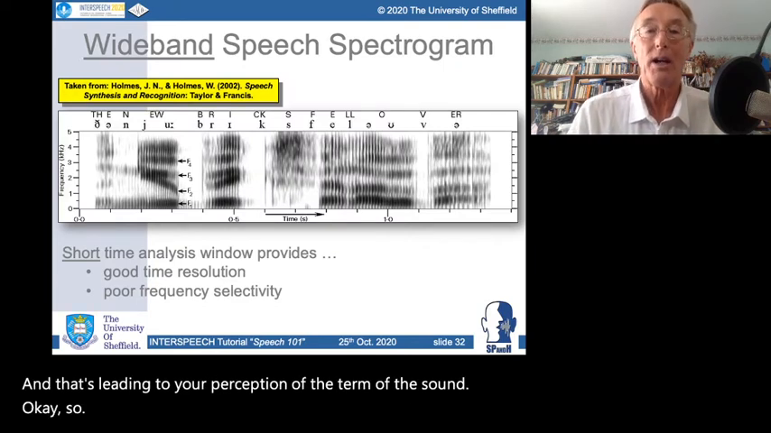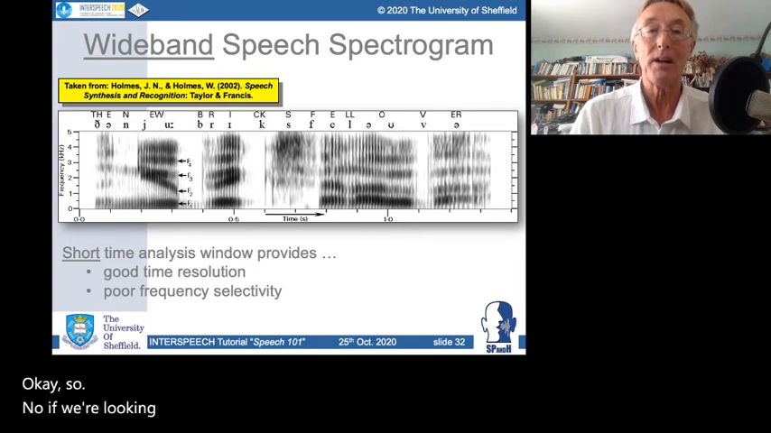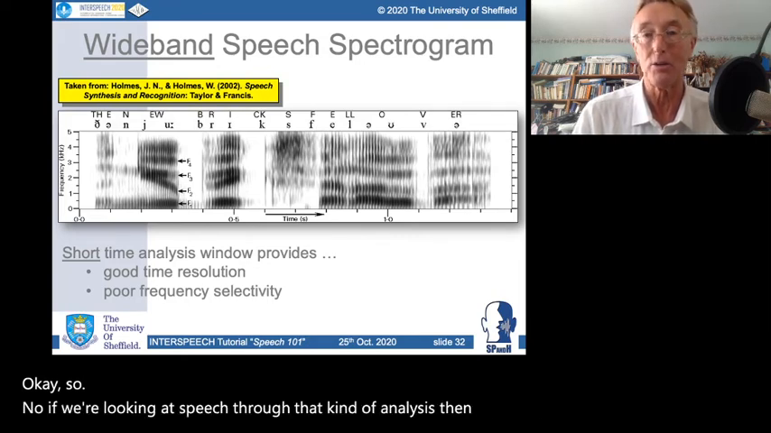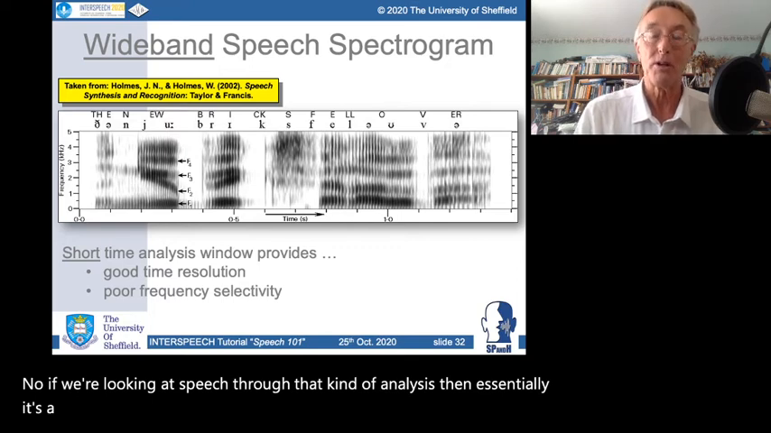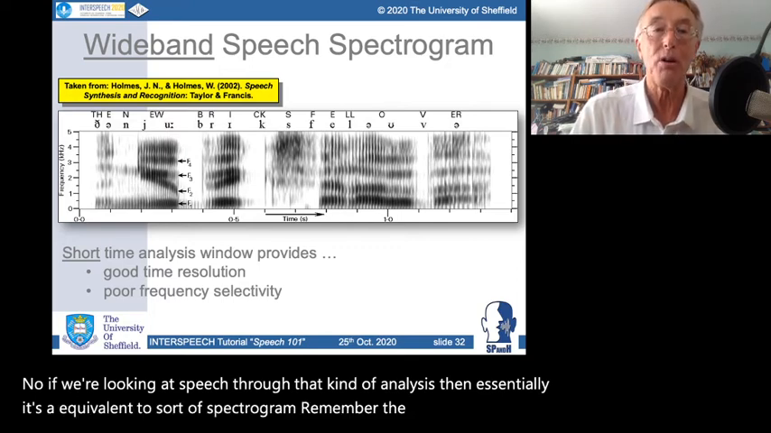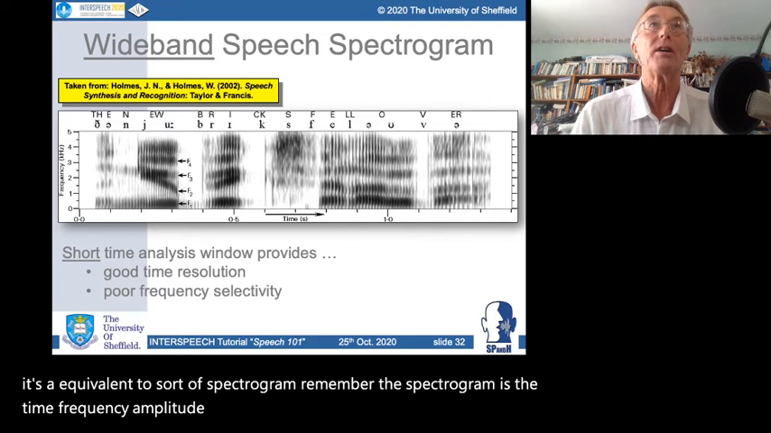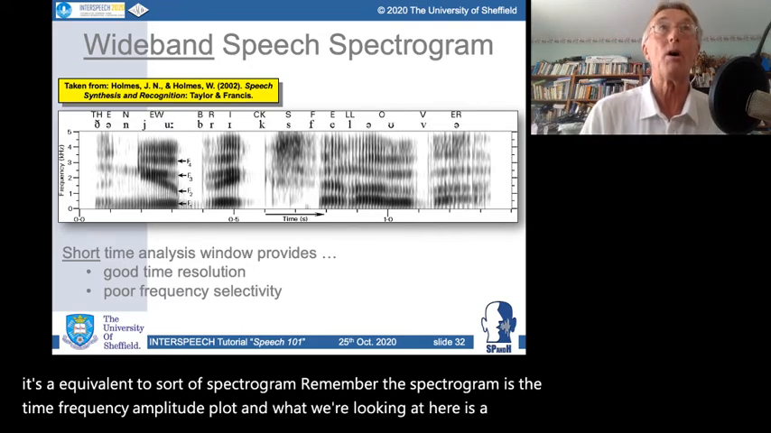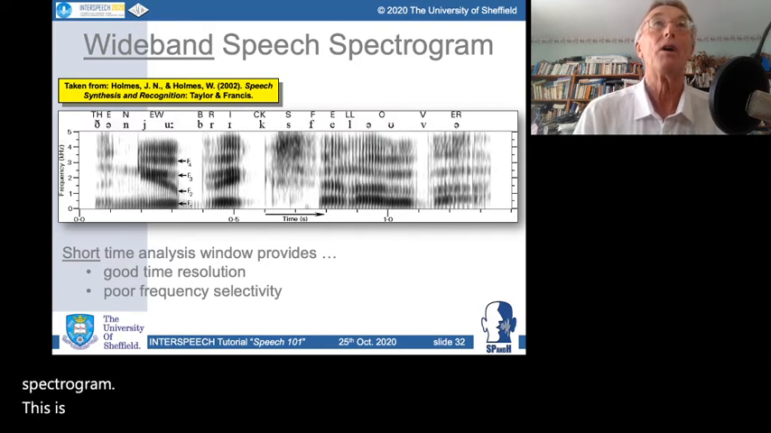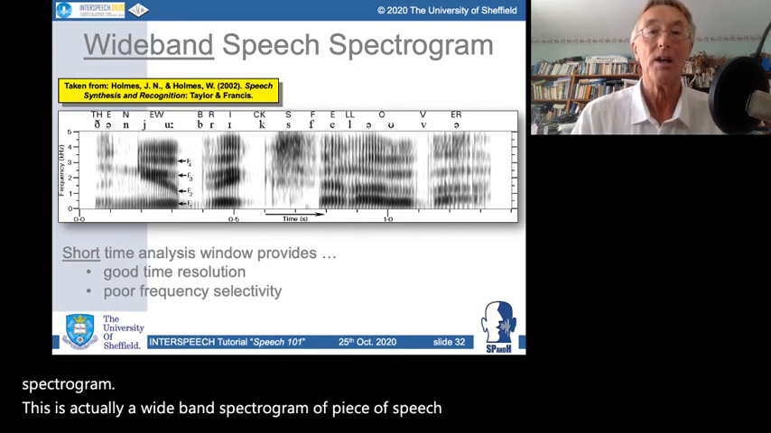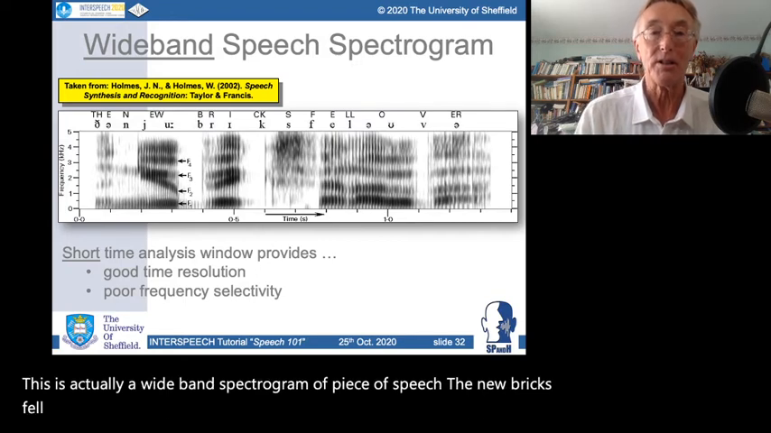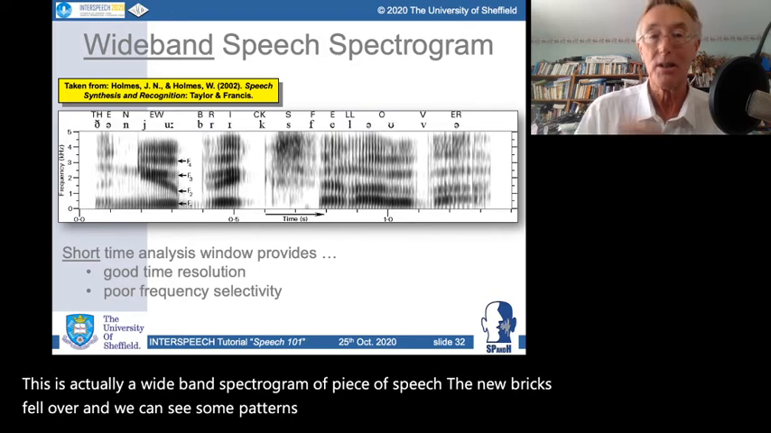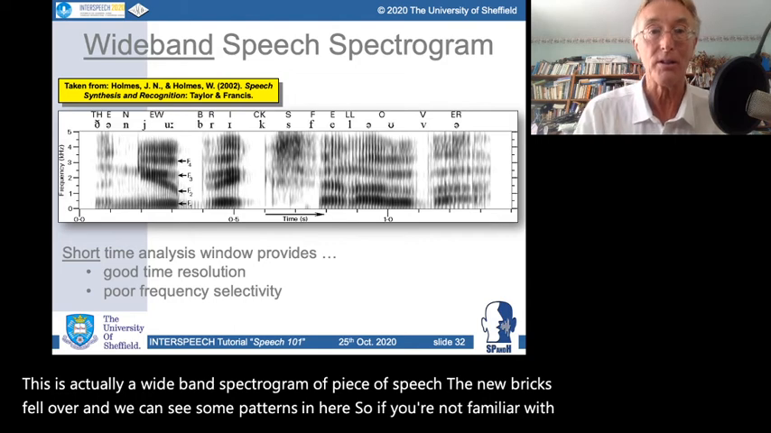Okay, so now, if we're looking at speech through that kind of analysis, then essentially it's equivalent to a sort of spectrogram. Remember, the spectrogram is a time, frequency, amplitude plot. And what we're looking at here is a wideband spectrogram of a piece of speech, "the new bricks fell over." And we can see some patterns in here. So if you're not familiar with spectrograms, then that's why we're looking at this.